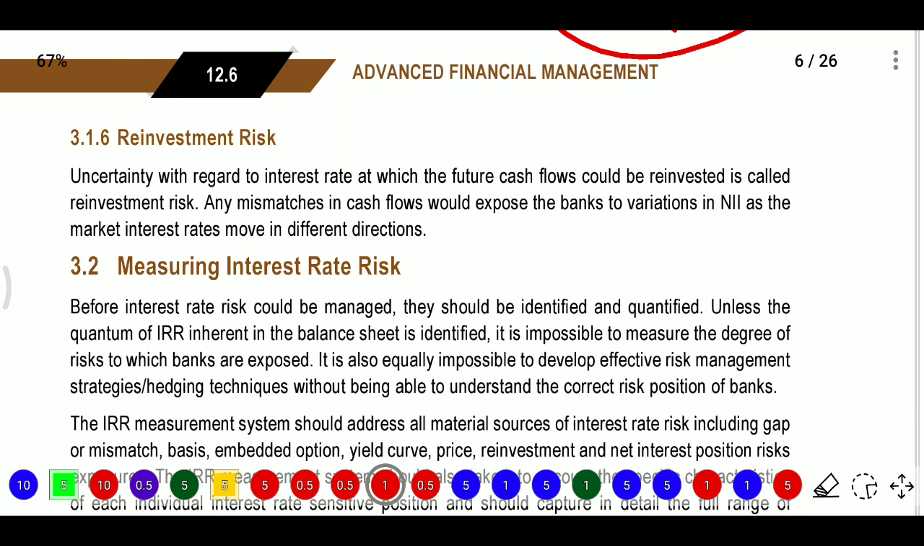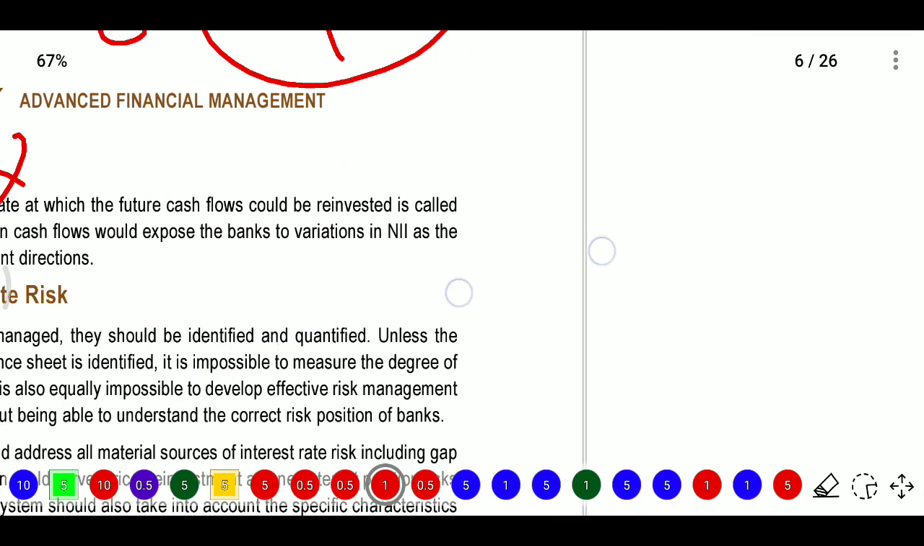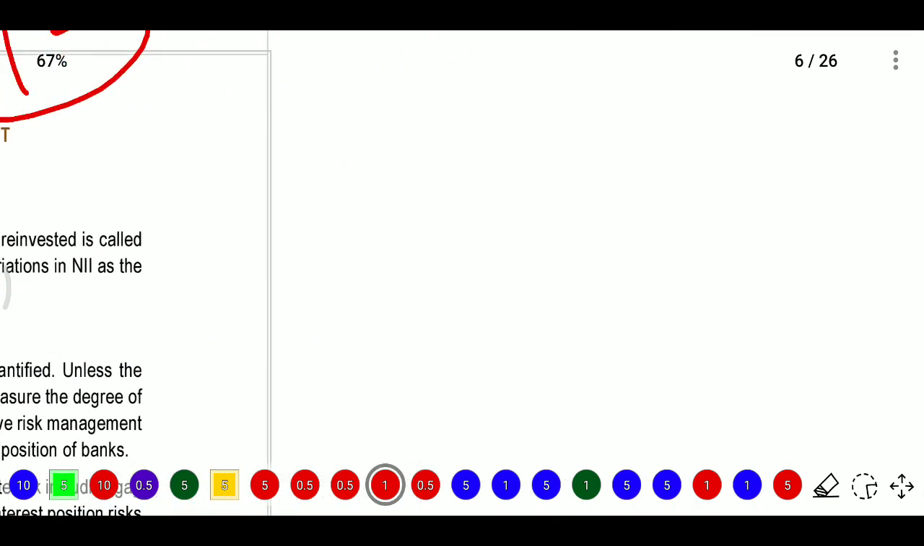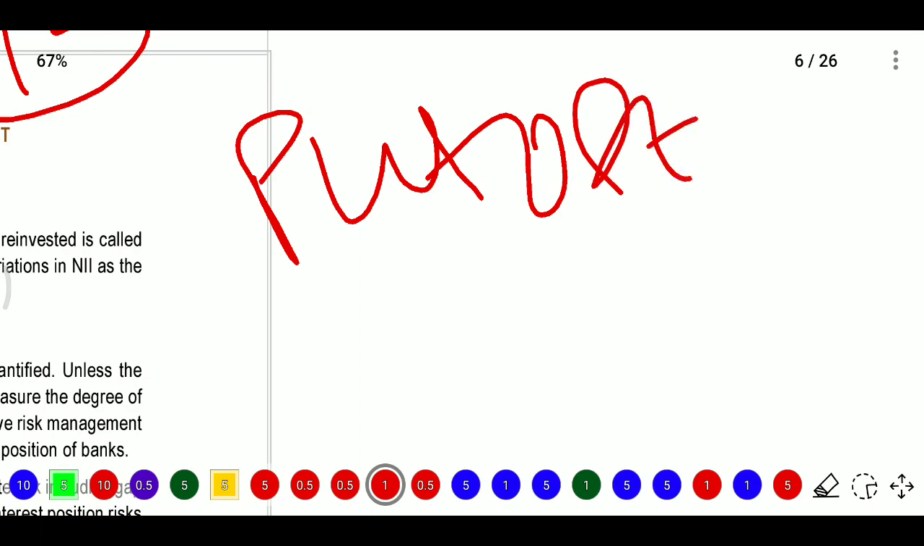Reinvestment risk means the uncertainty with regard to the interest rates at which future cash flows could be reinvested. Any mismatch in the cash flows would expose the bank to variations in NII as a market risk. So reinvestment risk means, for example, if you take a put option, I think the put option buyer will get rights, I think so. So it is a call option.